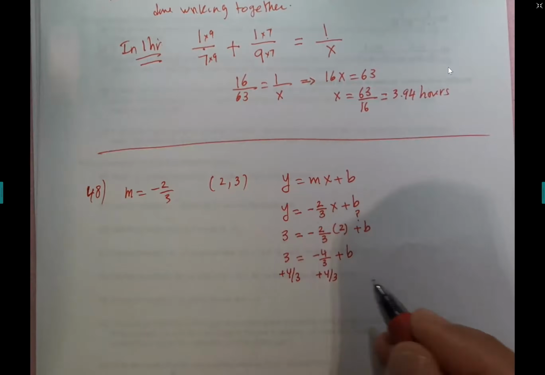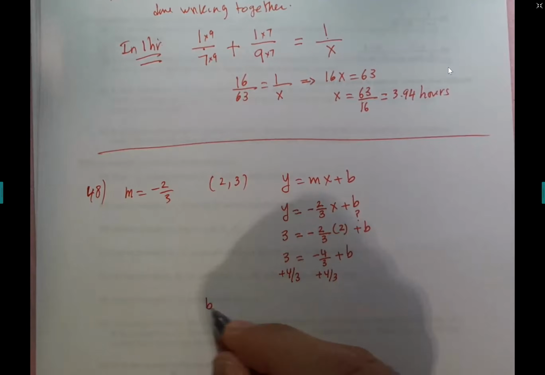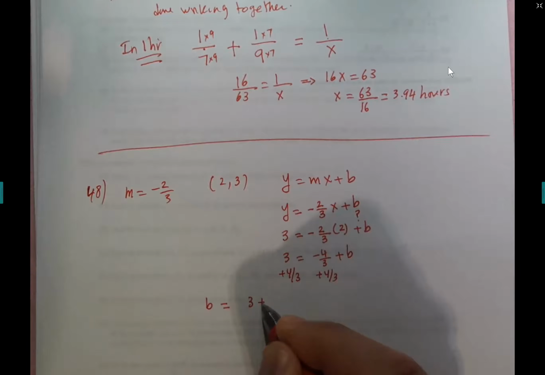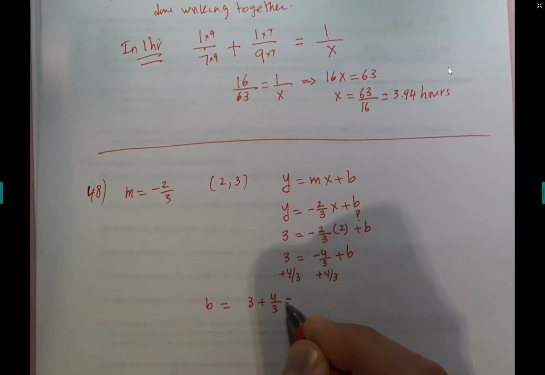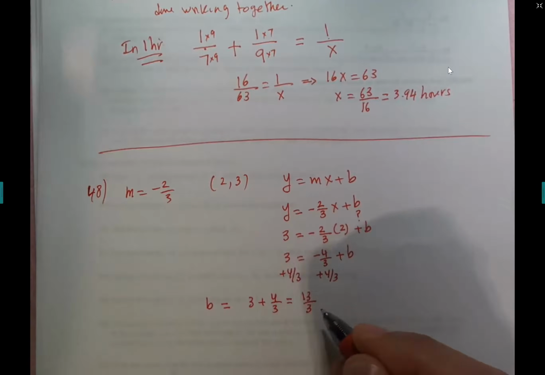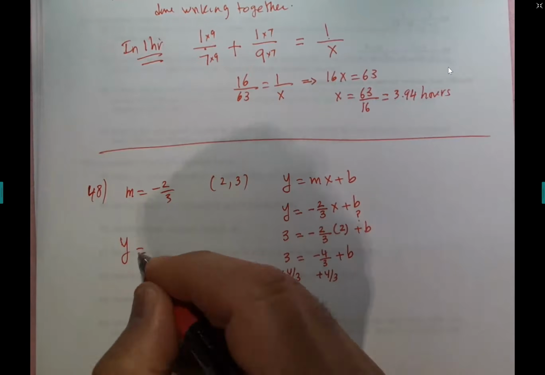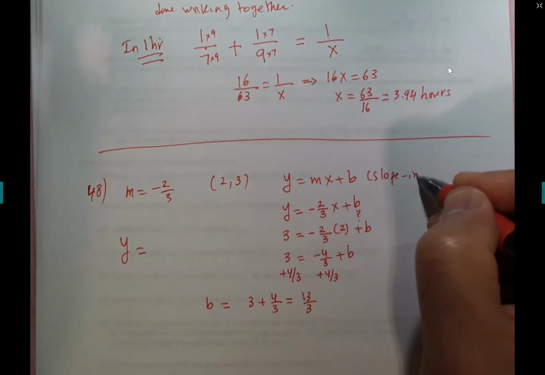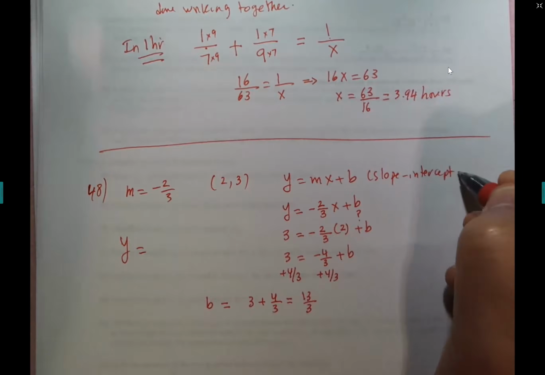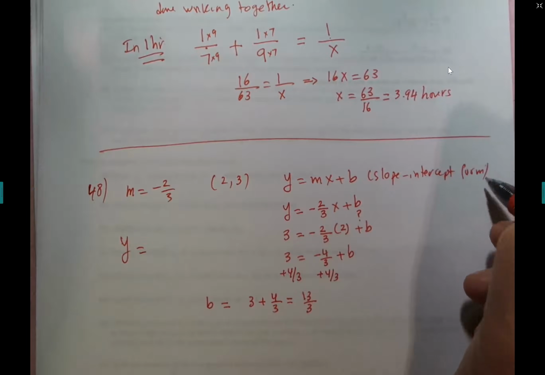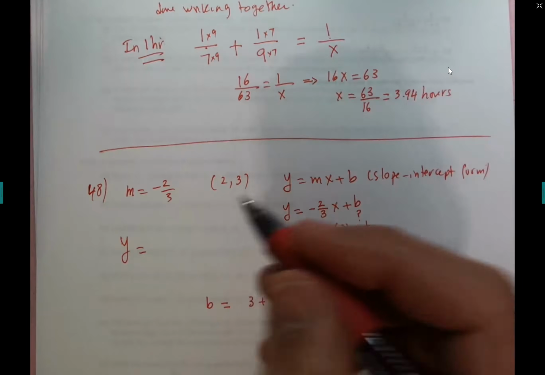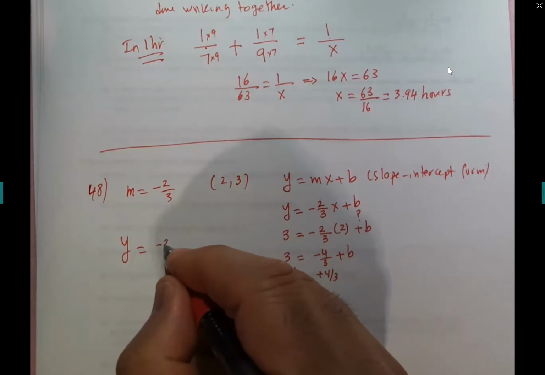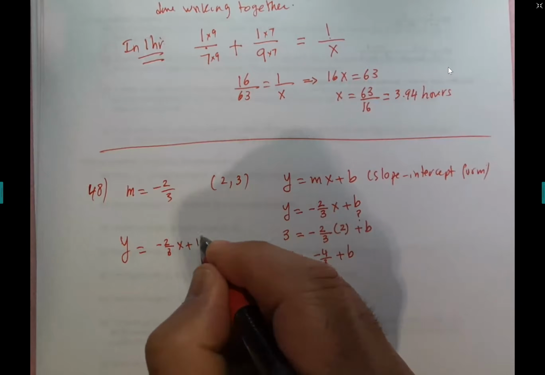So you will get b equals 3 plus 4 over 3. You can use a calculator or just add them up. So that will be 9 plus 4, 13 over 3. And your equation will be, he said he wants it in slope-intercept form. This is the slope-intercept form. So that's why I prefer to use this form of an equation. So y equals negative 2 over 3x plus 13 over 3.